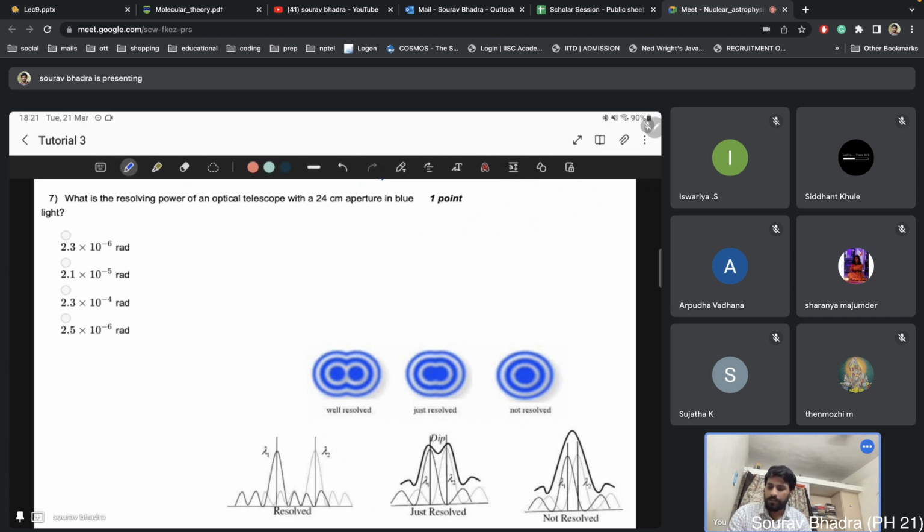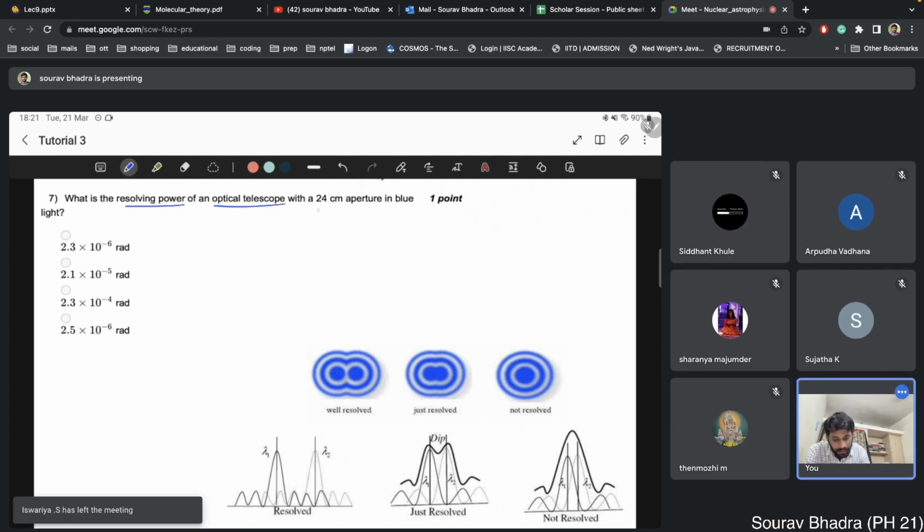Okay, so now let us start with some problems, as it is a problem solving session. Here we have to calculate the resolving power of an optical telescope with a 24 semi aperture in blue light.